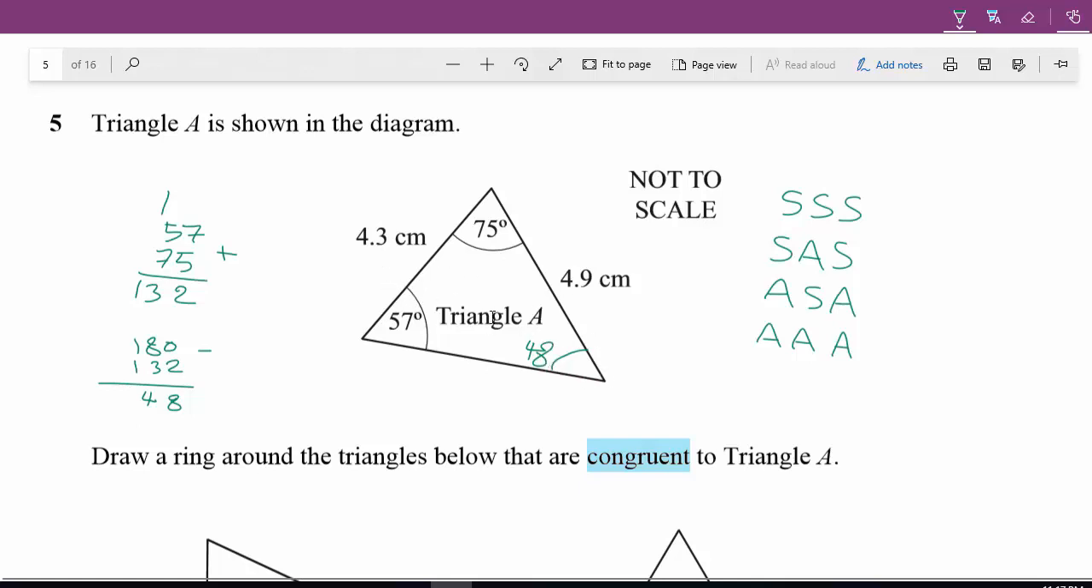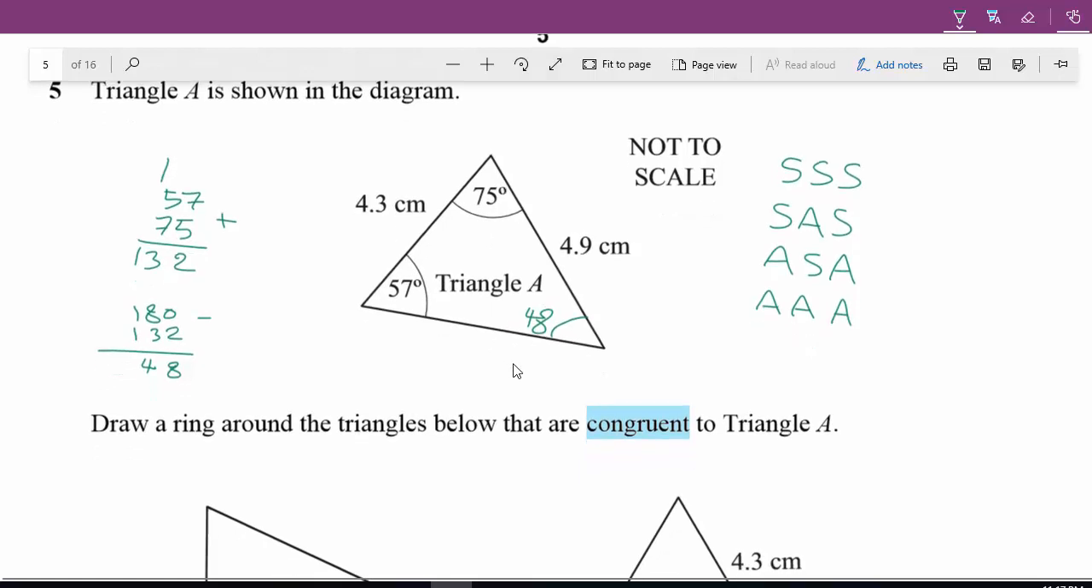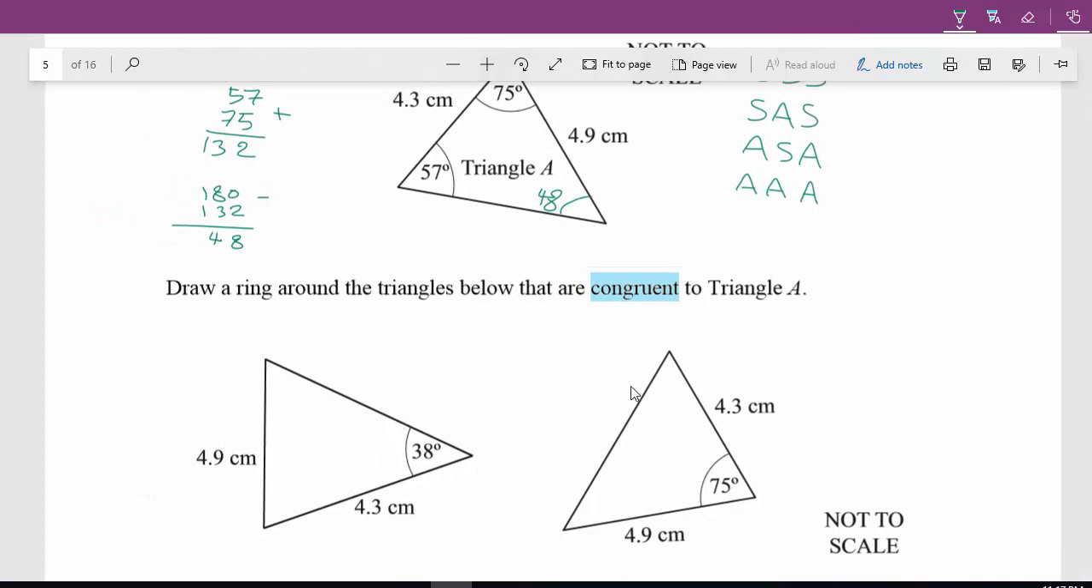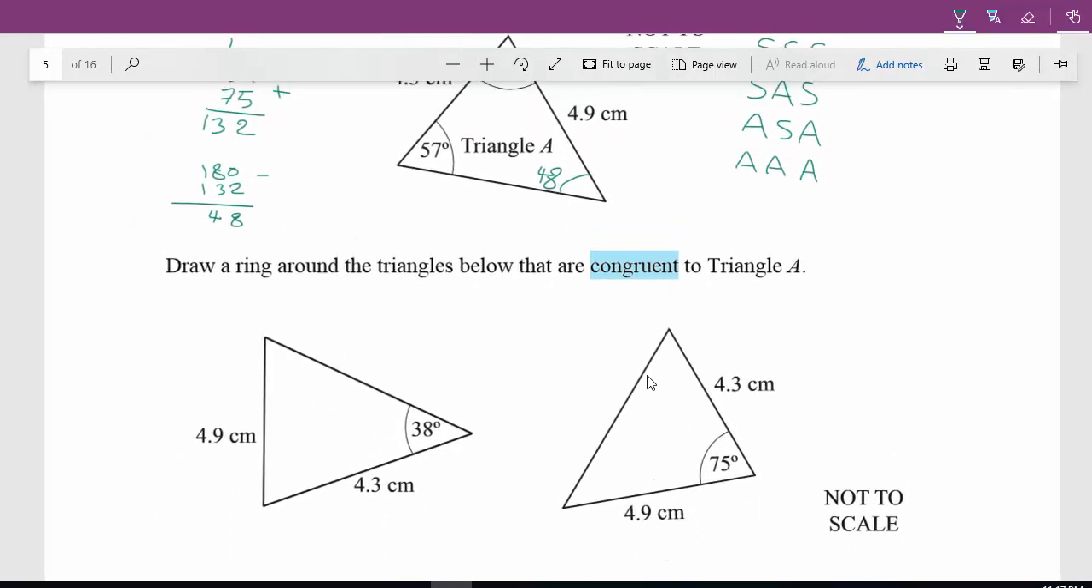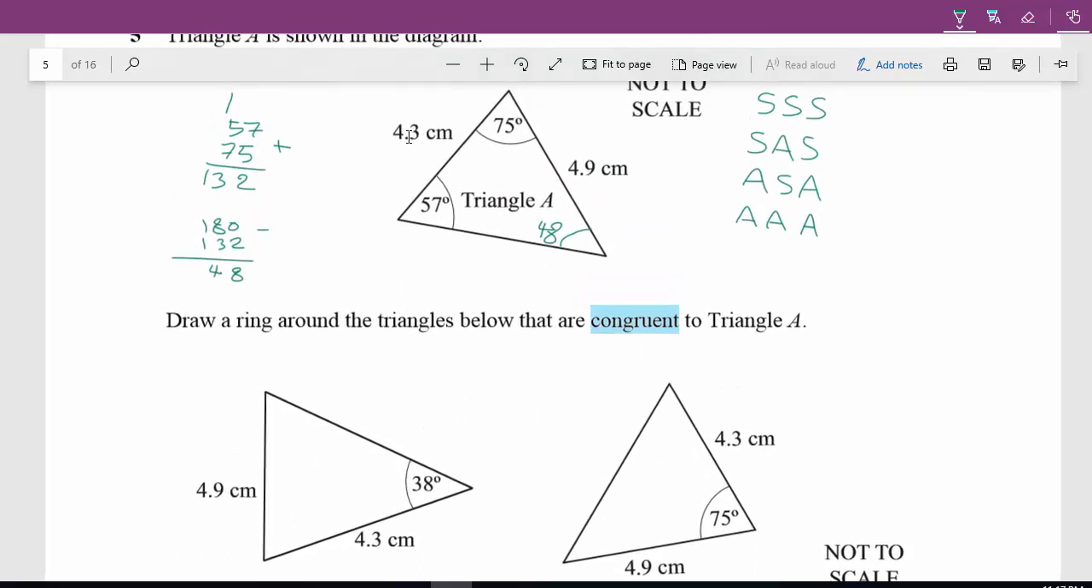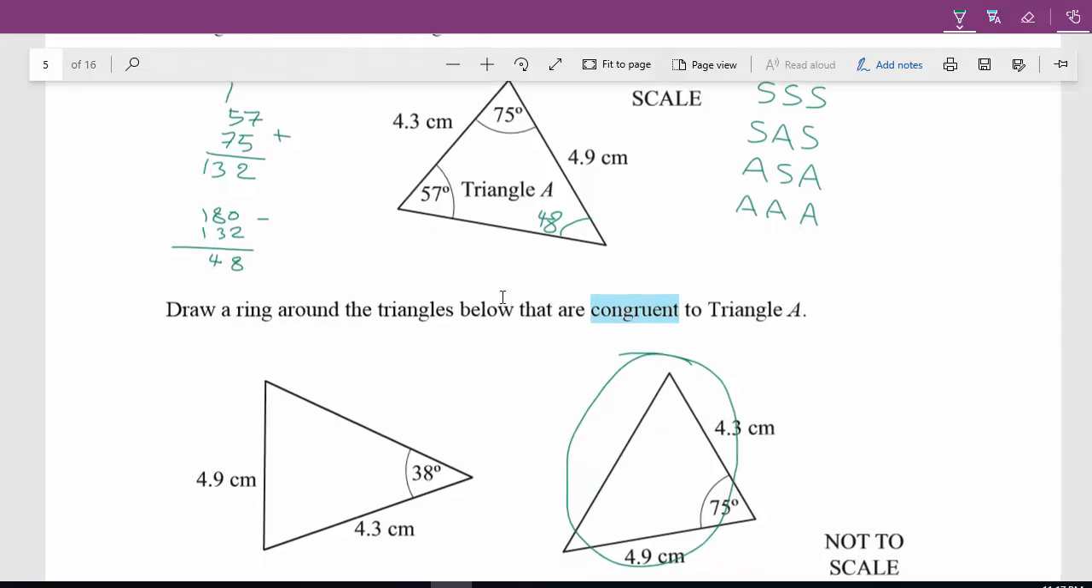Now, we need to check these angles and the sides of these triangles. Okay, this triangle has 4.3, 75, 4.9. The same order, 4.3, 75, 4.9. So, this triangle is congruent. Why? Because it has two sides that are equal to these two sides and the angle between the sides. This triangle is not, because there is no 38. This triangle is not.